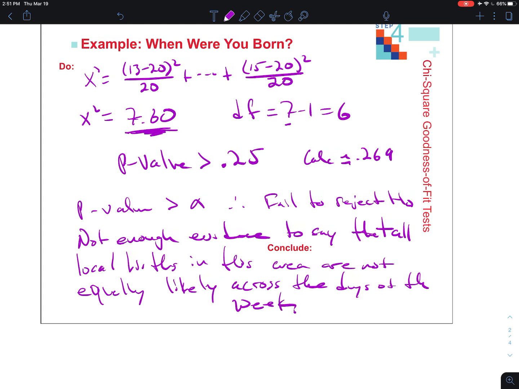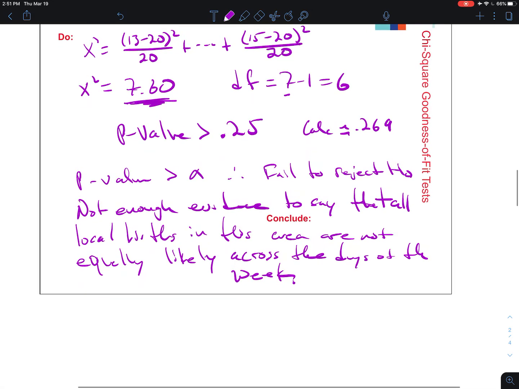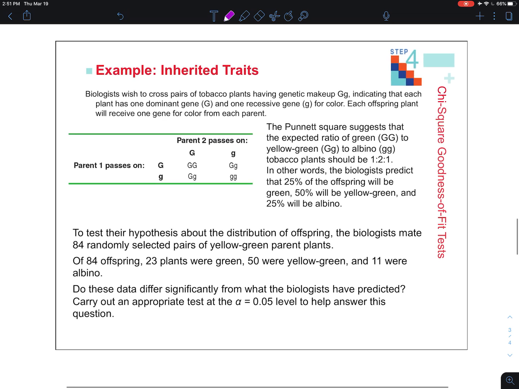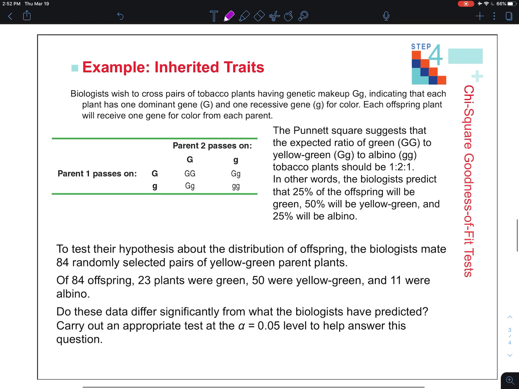And you can wordsmith that however you'd like, but we do not have evidence to say that they're not likely. We're not confirming that they're equally likely, of course, but we just lack the evidence to say that they're not evenly distributed. So if you're feeling pretty good about this, then go ahead and start trying the homework problems. If you want another example, I'll post another video.